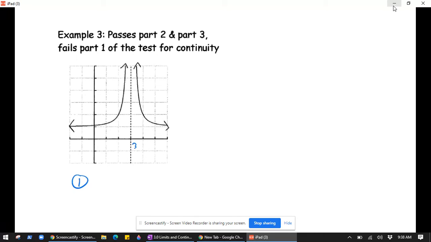And then lastly, we see here that the test fails immediately, because if this is our function and we were interested in whether it was continuous at x equals 3, we can see that f of 3 does not even exist. There's a vertical asymptote there. So the function would not be continuous there. That covers all the cases.